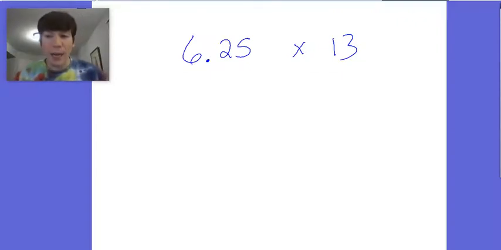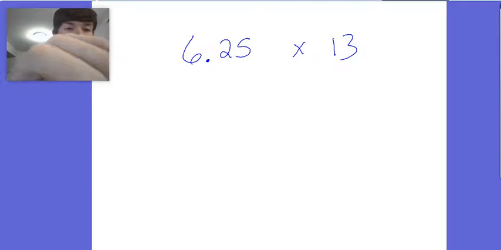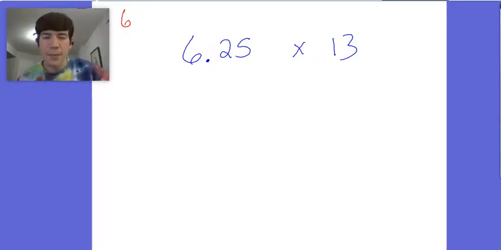Now, the first thing I always like to do when I'm looking at any sort of computation is get an estimate of what kind of answer I'm going to get. I notice I have 6 and 25 hundredths. That's less than 6.5 because remember 6 and 50 hundredths would be half. So I'm going to say that's about 6. So I'm doing 6 times 13. If you're not certain what 6 times 13 is, that's fine.